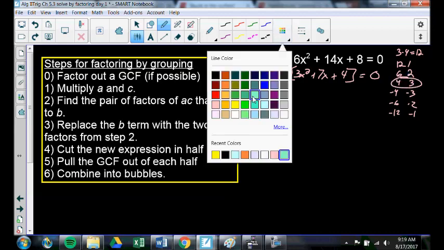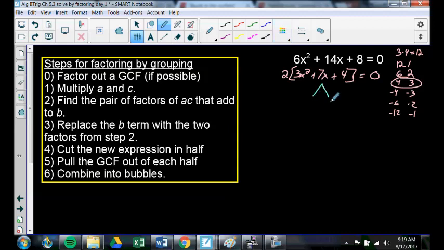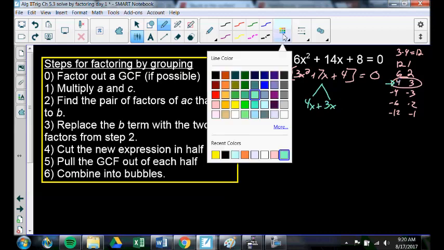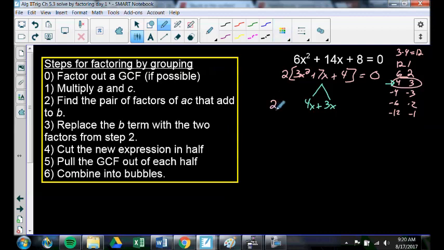Now I'm going to switch colors for dramatic effect. This 7x will split into 4x plus 3x from those two terms there. But everything else around it stays the same. So we have 2 times 3x squared plus 4x plus 3x plus 4 equals 0.